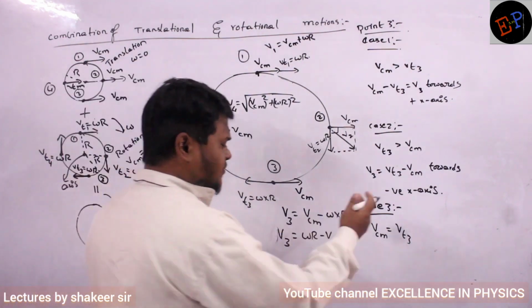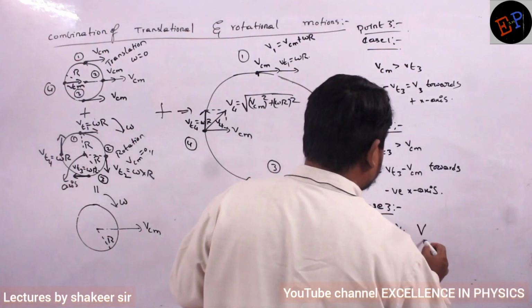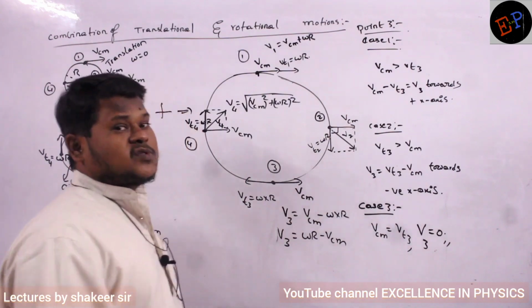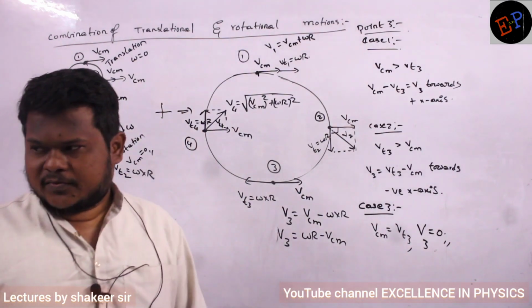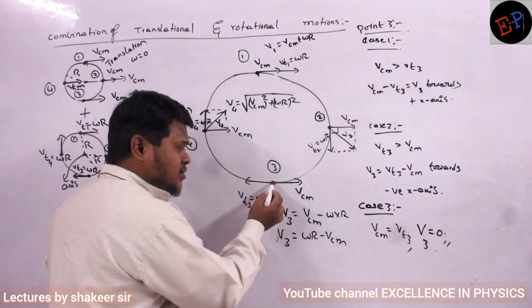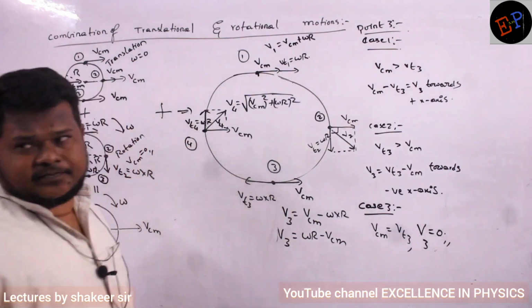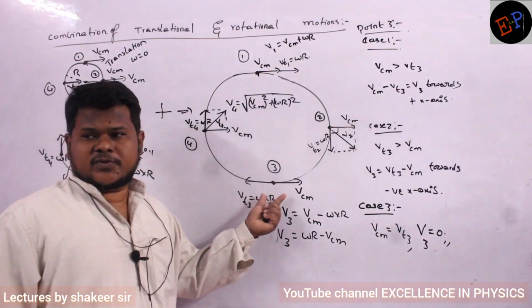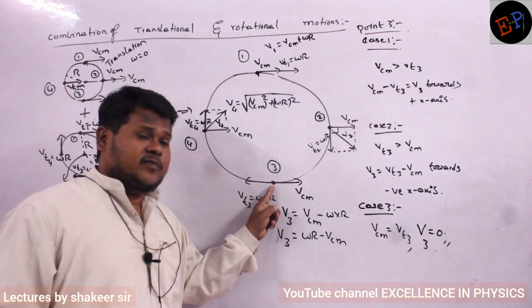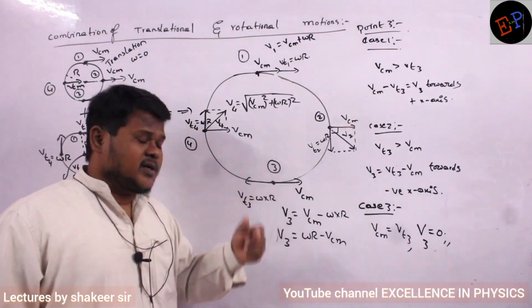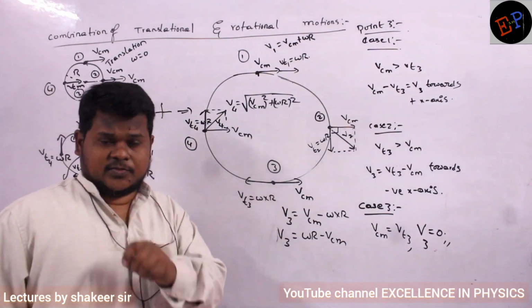Okay? If they are equal, then what is the velocity of point number 3? Velocity of point number 3 will become 0. That's all. It means this point is temporarily in a rest position. Can I call it like that? If the velocities are equal and opposite, then velocity of this point will be how much? 0. A point is at rest, no? It means this point will be temporarily in rest position.